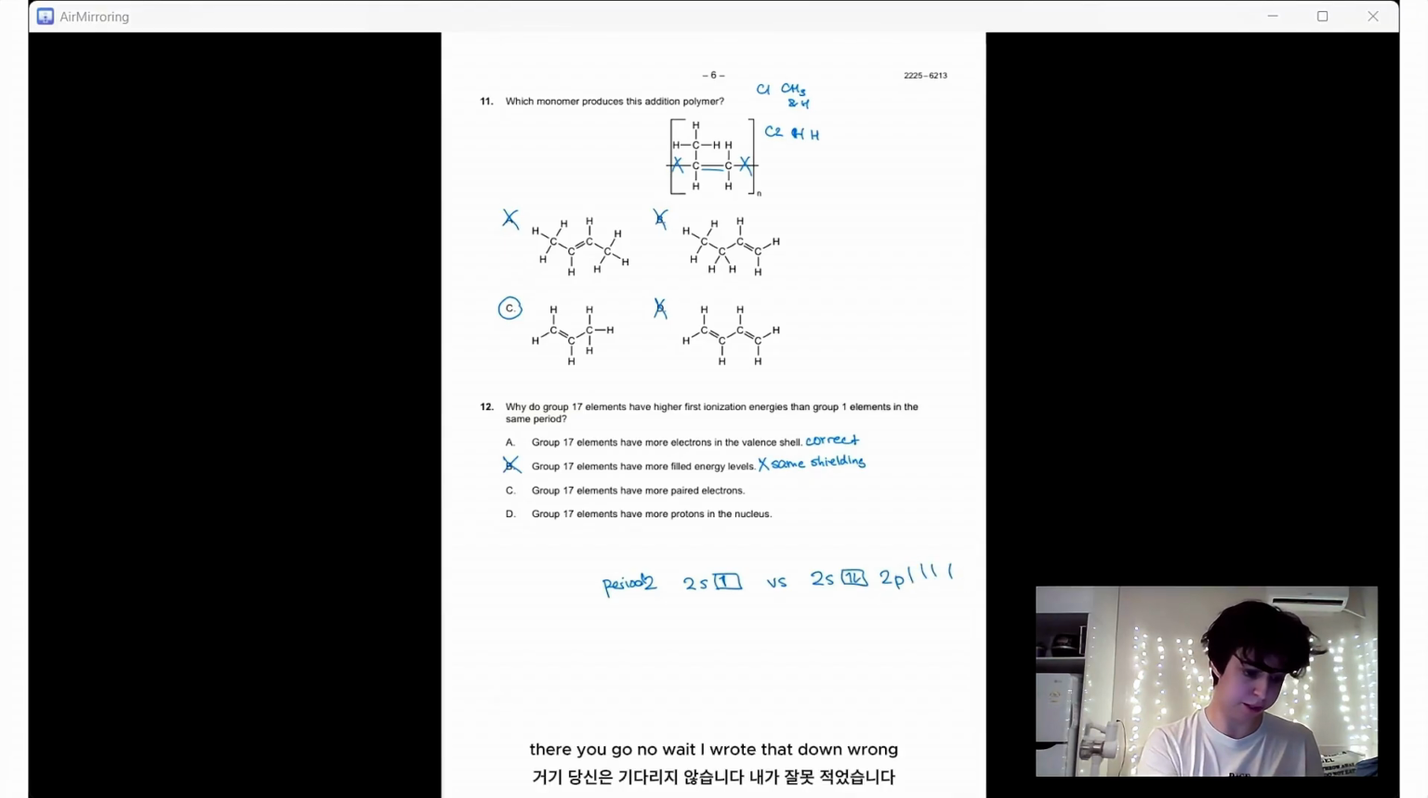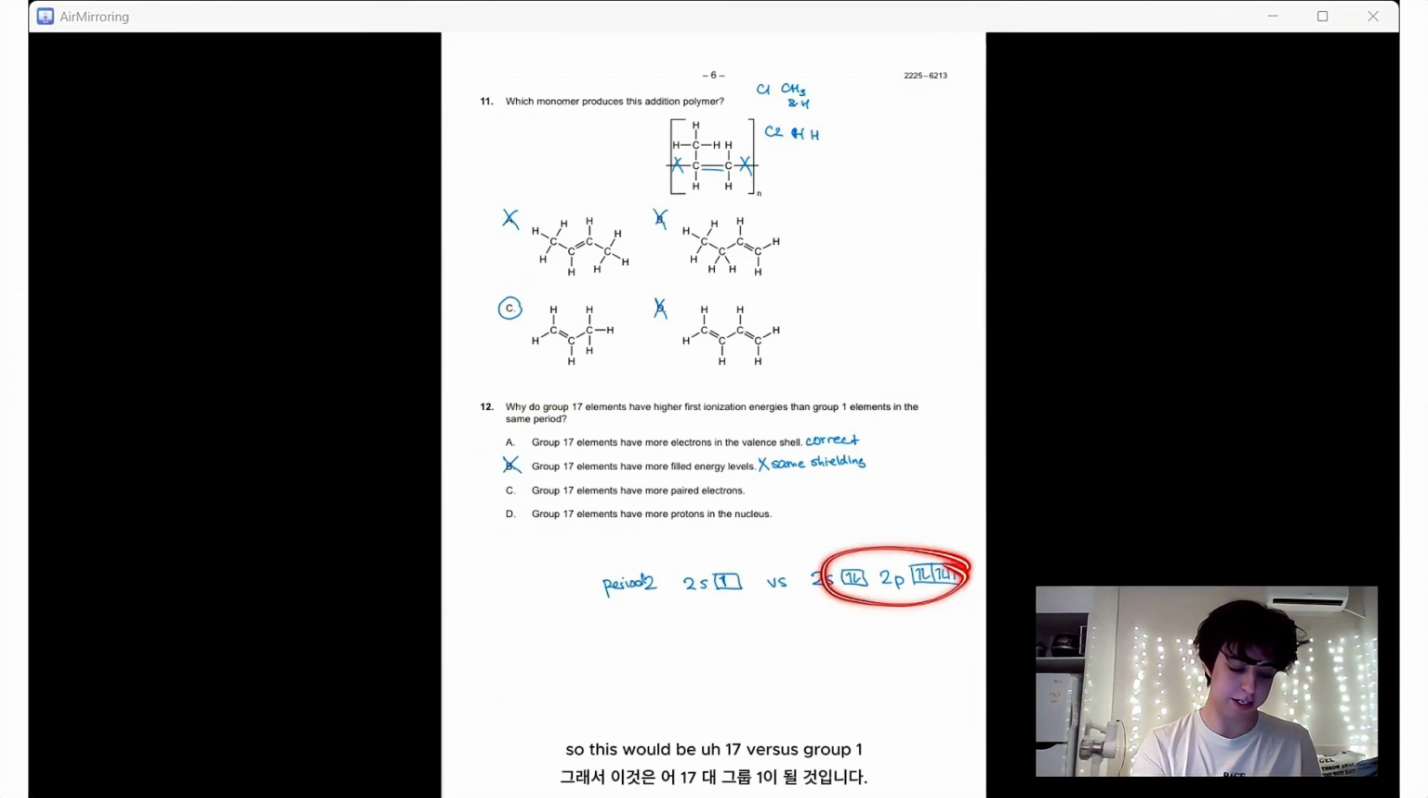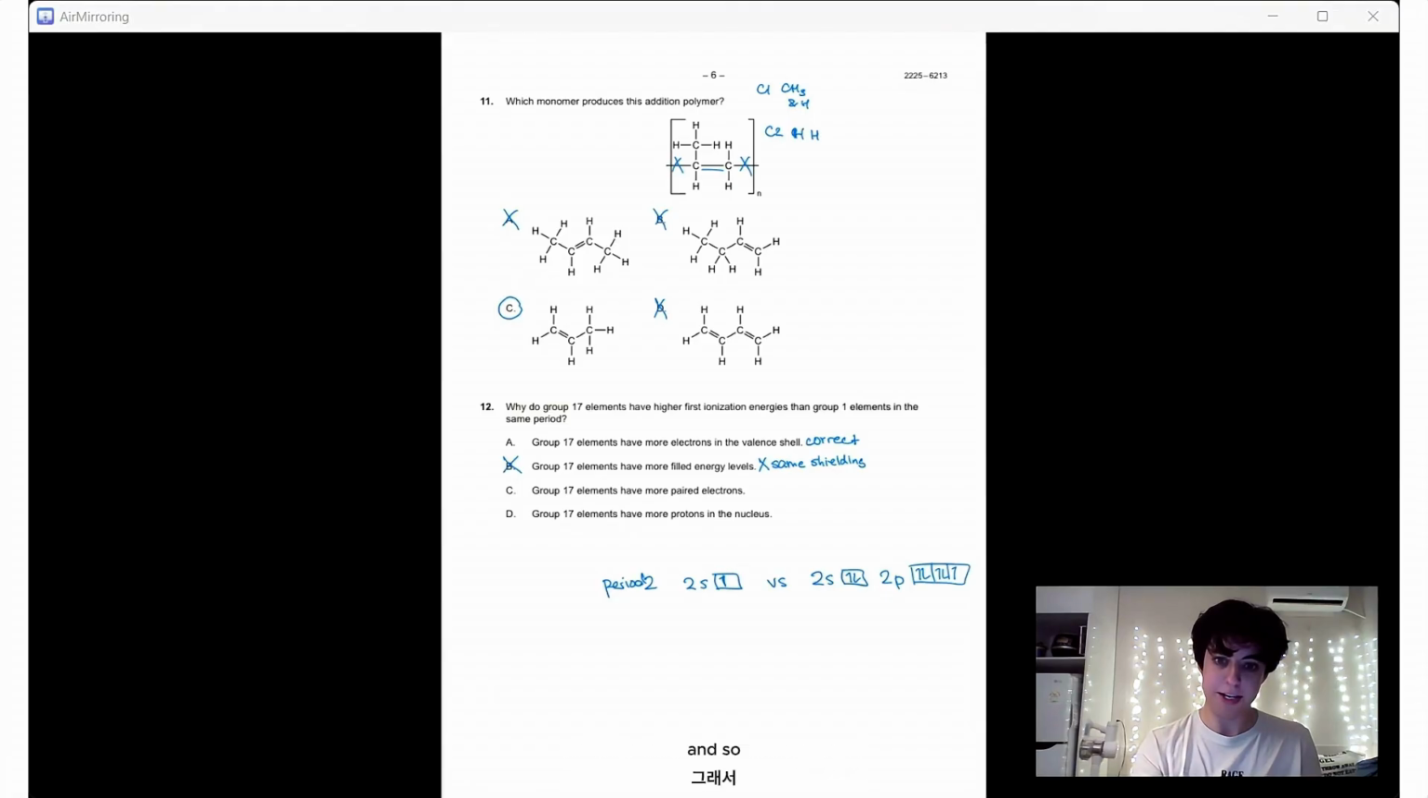There we go. No, wait. I wrote that down wrong. But 1, 2, 3, 4, 5. There we go. So it'd be 2p5. And so whenever you look at this, this would be group 17 versus group 1. And so they both have the same number of unpaired electrons. So that one is not true.